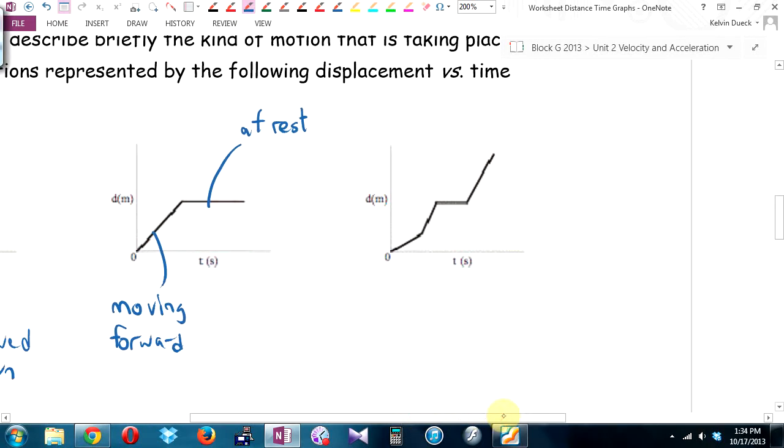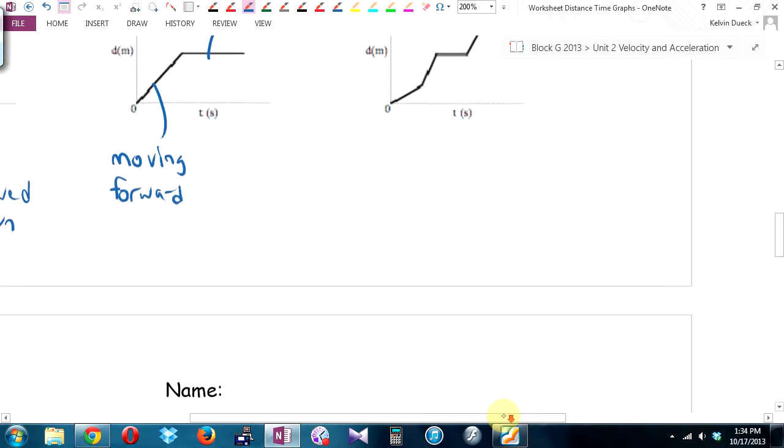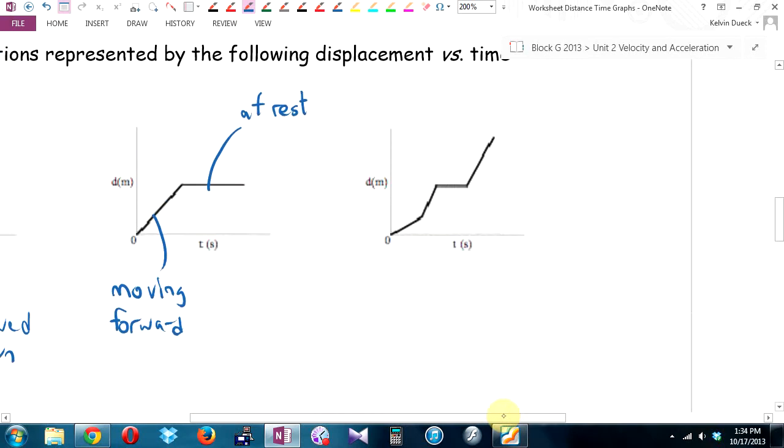Ooh, this third one is interesting. Here, here, and here. What's happening in that first interval? Direction, first of all, please. Forwards and speeding up. How do I know it's speeding up? What's happening to the steepness? It's increasing. Yeah, increasing.